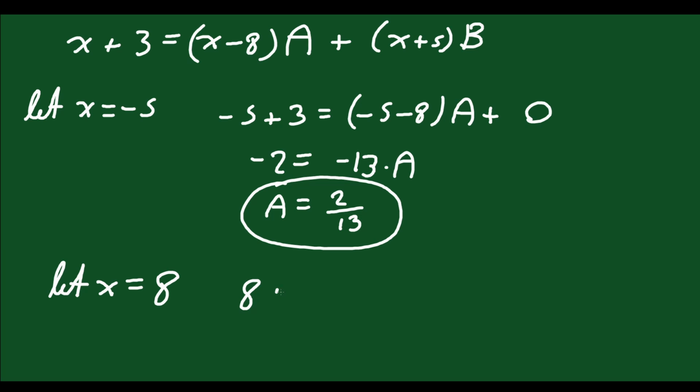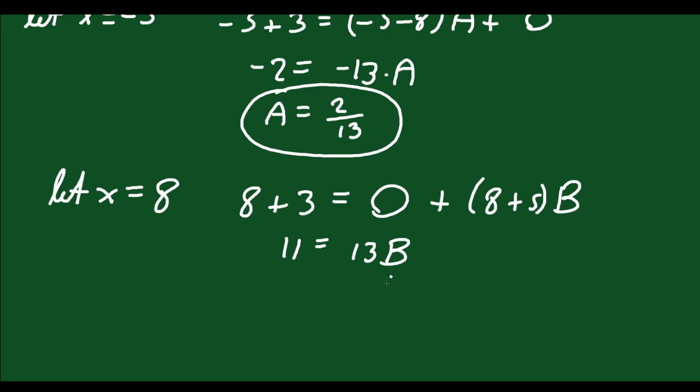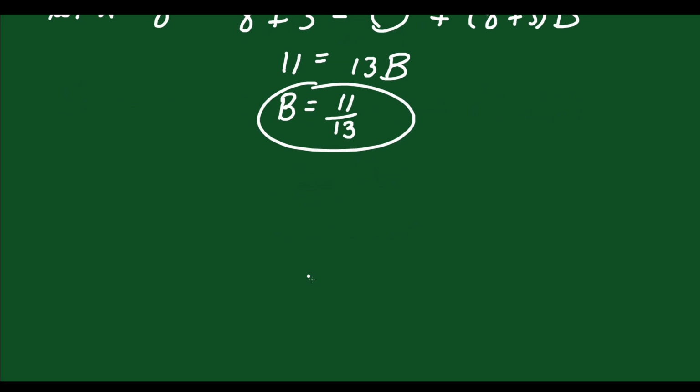So you have 8 plus 3 equals, so you're just going to get a 0. 8 minus 8 is 0. Plus 8 plus 5 times b. So you get 8 plus 3, which is 11, equals 8 plus 5, which is 13 times b. Divide by 13, you're going to get b equals 11 over 13. So that's your b value. Now we have a and b.